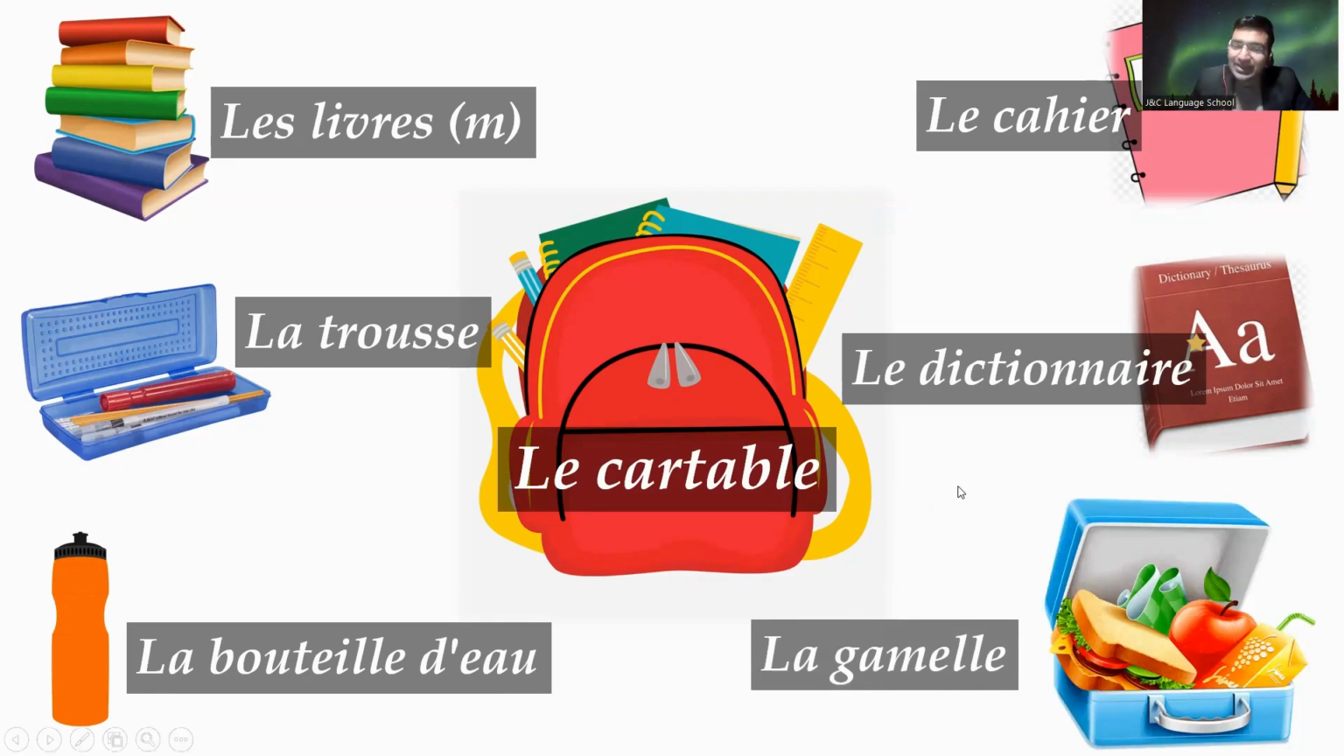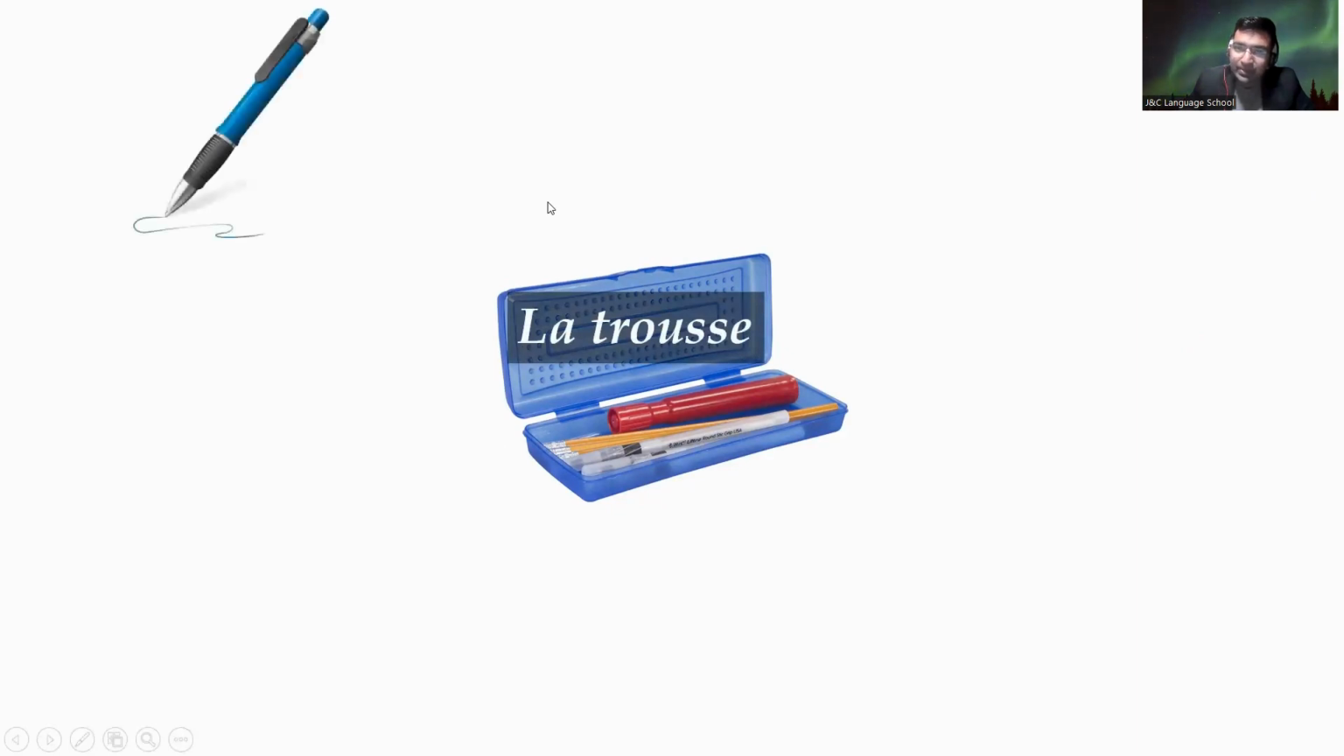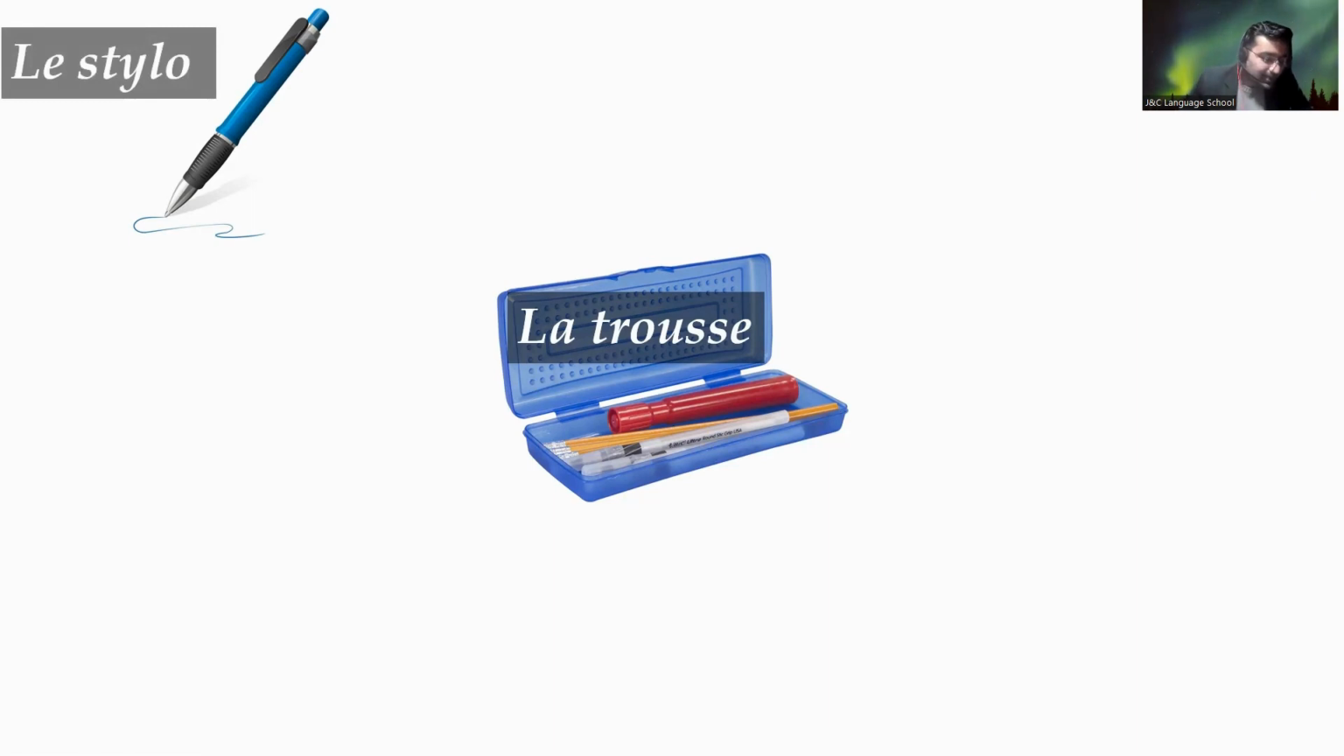Now, let us understand what things are there in our geometry box. We keep pen, pencil, scale, sharpener. So, let's understand the French vocabulary for these words. We say pen simply as le stylo. You will say pen as le stylo.